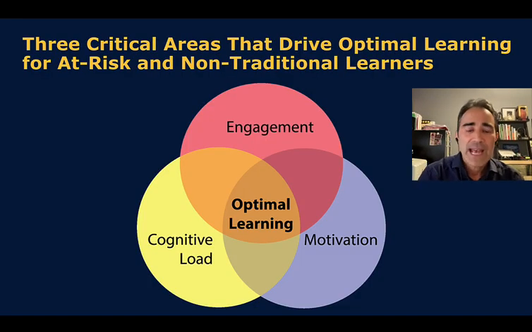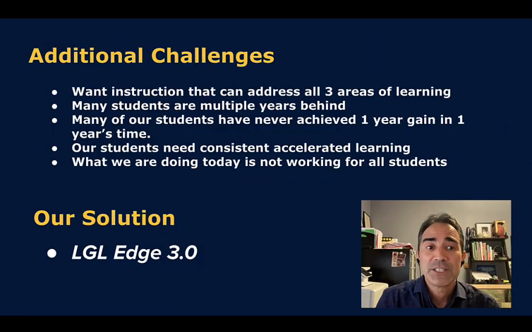Now, when you look at optimizing learning for students, especially with an online program like ours, it's important to hit these 3 areas: cognitive load, motivation, and engagement. And if you can address these 3 areas together, you optimize learning for at-risk and non-traditional learners. Now, there are some other additional challenges you need to keep in mind. In order to optimize it, you have to hit these 3 areas, but also a lot of students are many years below. And many students may have never been gaining 1 year gain in 1 year time. And so it's important that we accelerate learning in order to catch students up. The other factor is that a lot of times what we've done in the past hasn't worked, so we need to try something different. Our belief is that Edge 3.0 is that solution.